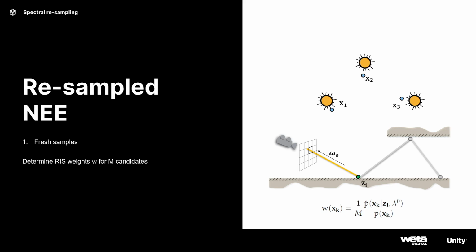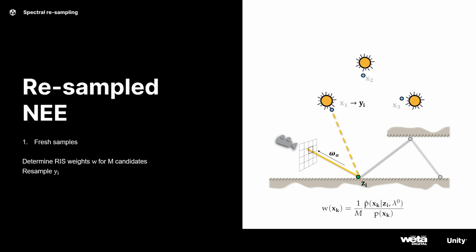So first we generate fresh samples, that is, we generate some candidate samples X, and we generate them with uniform probability. And for the resampling, we need to determine the resampling weights for each of the candidates. And the resampling weight looks as a ratio of the target PDF p hat divided by the actual PDF of the resampling. I should say that the p hat doesn't need to be a PDF. It's just a general function. Usually, we will look at how we define this function later on.